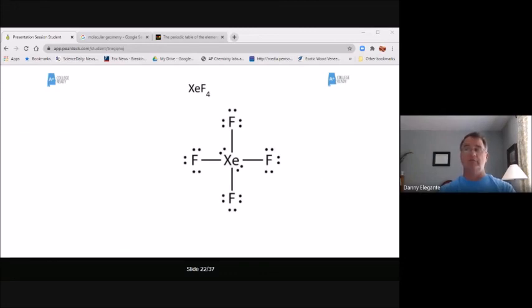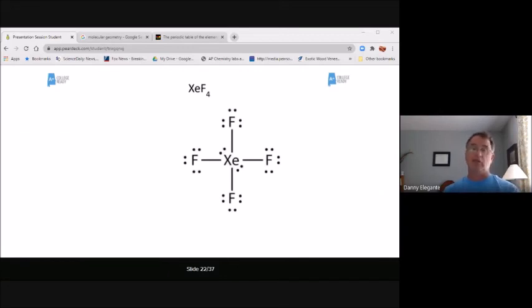So, xenon has 4 bonds, each with 2 electrons. So that's a total of 8. And then it has 2 lone pairs. So that would be a total of 12. And that is a lot of electrons. Xenon can handle that, though, because it's in the 3rd row and below. Fluorine cannot see more than 8.